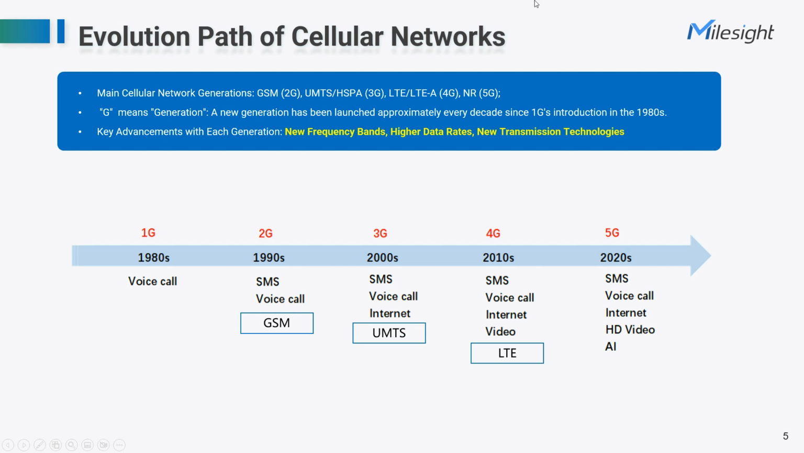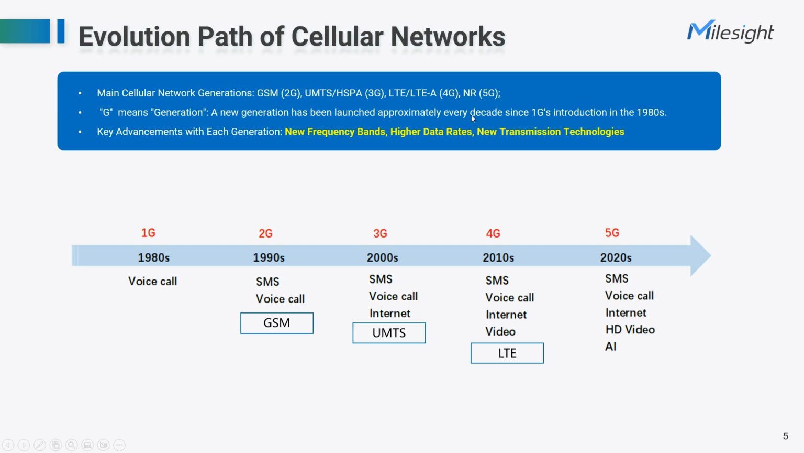So let's walk through the evolution of cellular networks. Now, in the world of mobile communications, we've had several major technologies, GSM, UMTS, LTE, and now NR. But these aren't the only ones out there. They're just the most widely adopted. For today, we'll focus on the mainstream ones. GSM, also known as 2G, UMTS, or HSPA, which is 3G, LTE and its advanced version LTE-A, that's 4G, and NR, new radio, which we all know as 5G.